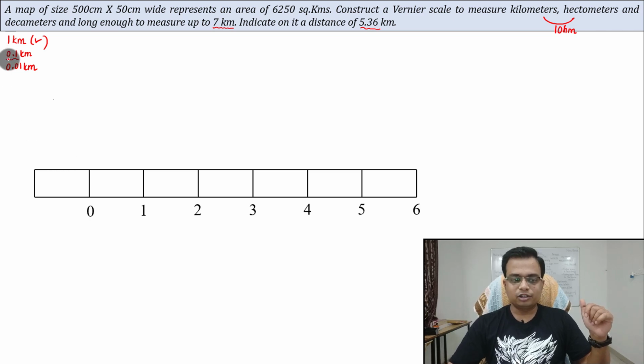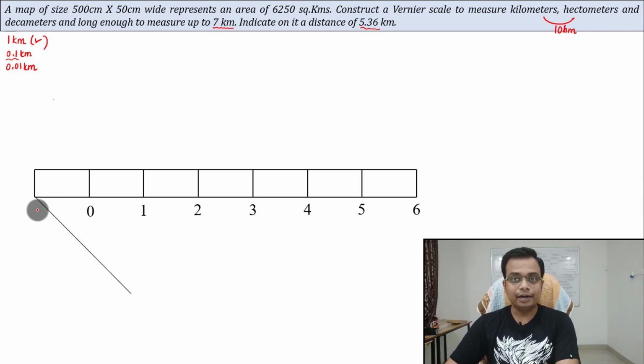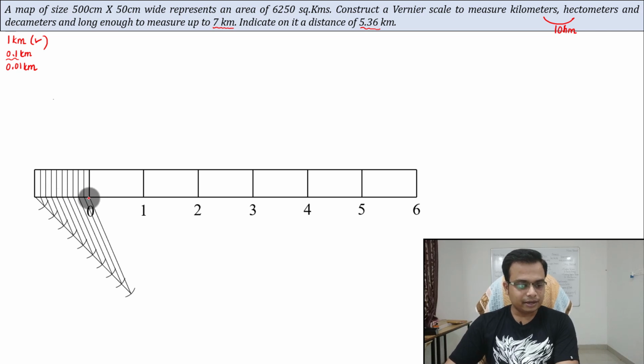So in order to have a division of 0.1 kilometer, we need to divide this into how much? 10 equal parts. We are going to use the line division technique. For 10 parts, I am going to put up 10 arcs, with the 10th arc at the end of this line. Use a drafter, keep on drawing parallel lines. You'll automatically see this has been divided into 10 equal parts. Now this division over here is representing 0.1 kilometer.